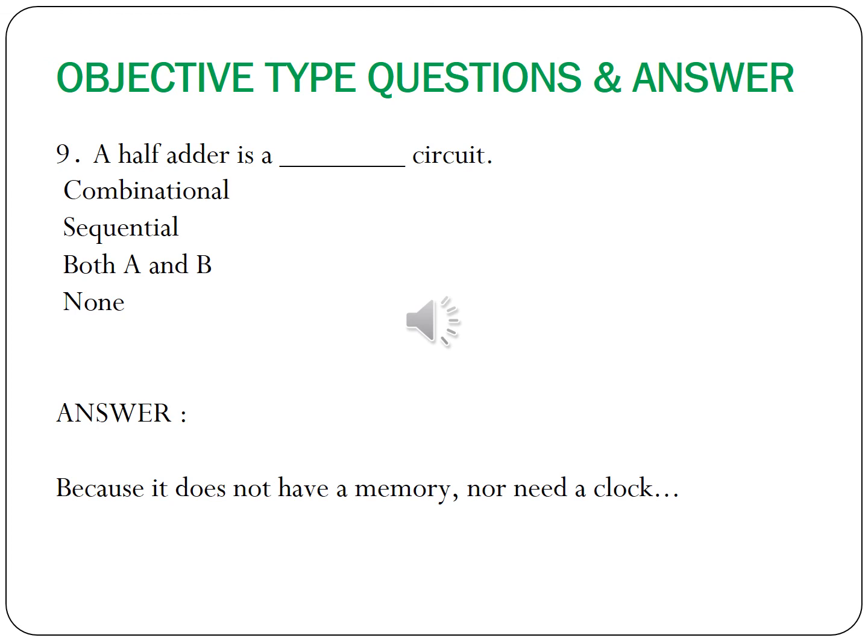So another question: a half adder is a dash circuit. We already know a half adder is a combination circuit. The options are combination circuit, sequential circuit, both A and B, and none. So a half adder is a combination circuit. Why combination circuit? Combination circuits do not have any memory, but a sequential circuit requires memory. So a half adder circuit is a combination logic circuit, because it does not have a memory nor need a clock. So the answer is combination logic circuit.